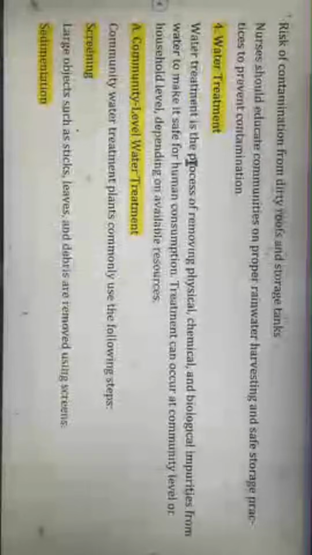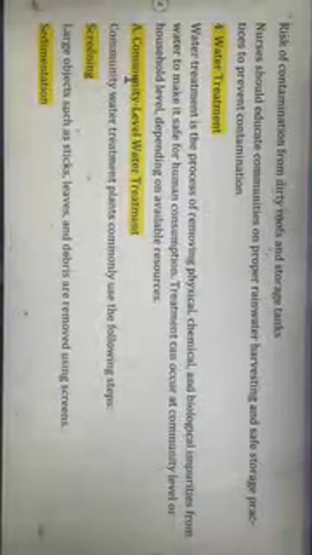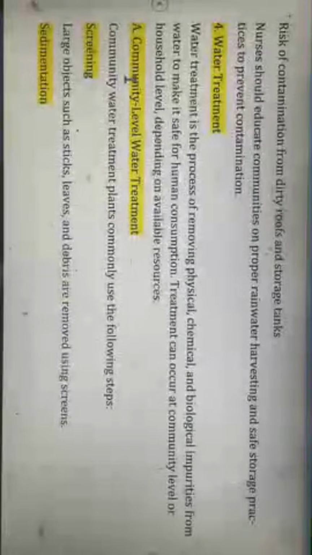Are we together? Right. So, water treatment. Water treatment is the process of removing physical, chemical, and biological impurities from water to make it safe for human consumption. Treatment can occur at community level or household level. There are two main places where treatment can occur: community level and household level. Now I'll give you some seconds to write down.